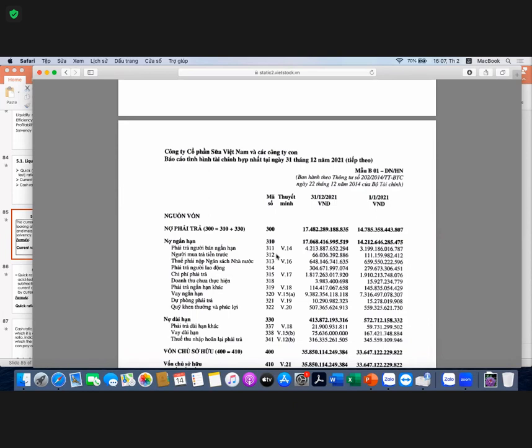What is the current ratio in 2020 and 2021 of Vinamilk?